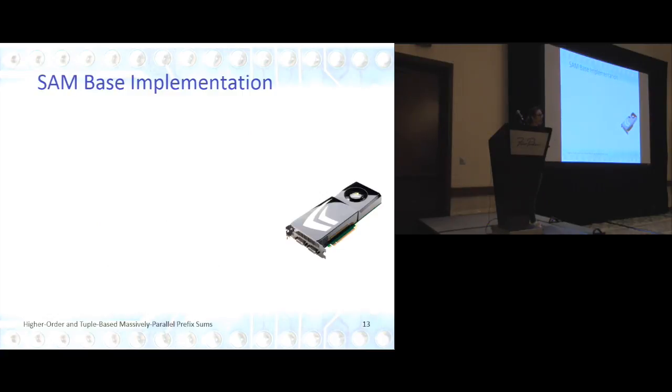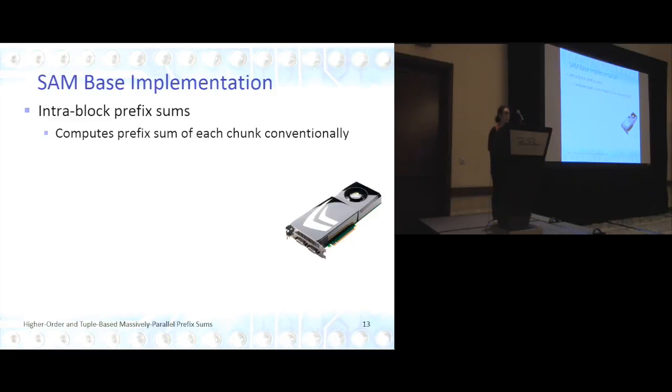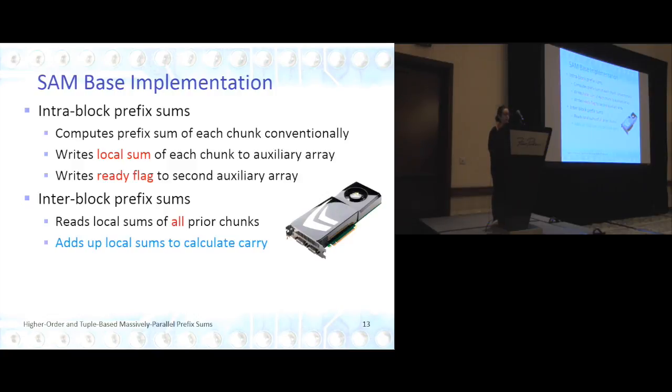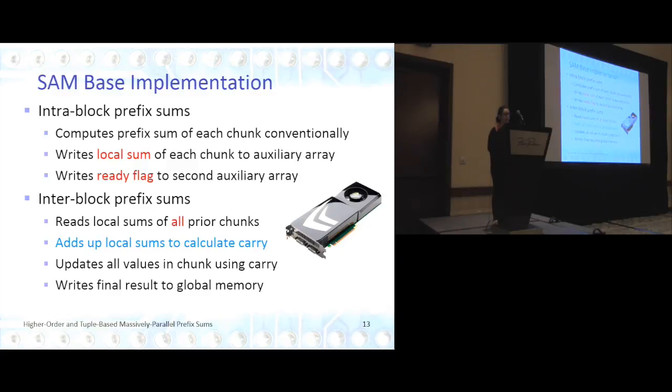So now let's see how SAM computes the Prefix-Sum. At the intrablock level, it computes the Prefix-Sum of each chunk, then writes the local sum of each chunk to an auxiliary array, and then writes a ready flag to a second auxiliary array that shows that it's done with this local sum. And then at the interblock level, we read all the local sums of the previous chunks and add up the local sums to compute the carry, and then we use that carry to update the values, and finally write the final result back to the global memory.